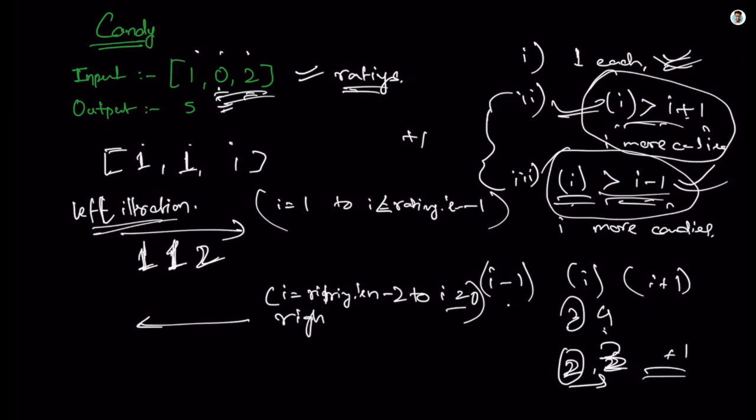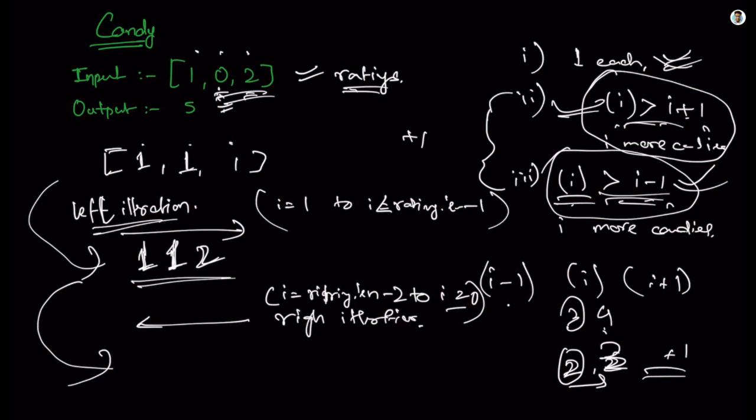index of the ratings array, and this right iteration will give me the result based on the values over here. The right iteration will also happen on the 1 1 1 array, which became this. Now we are doing a right iteration on that candies array. When we do that, the first comparison will be whether 0 is greater than 2, which is false.